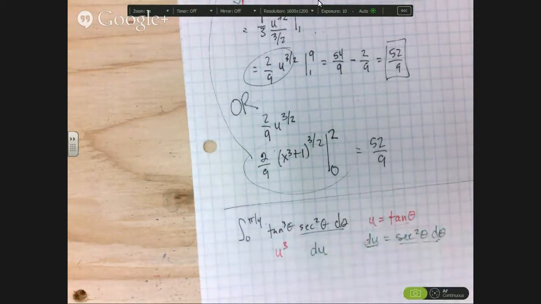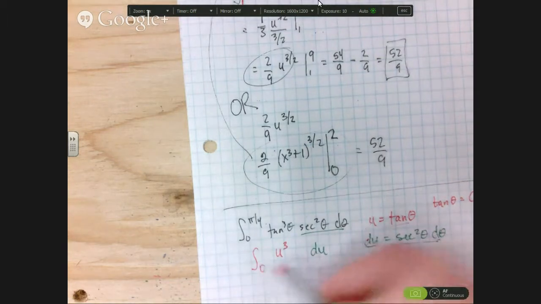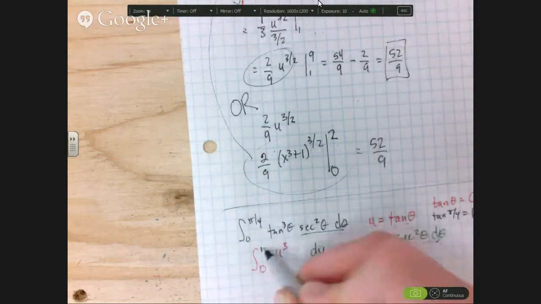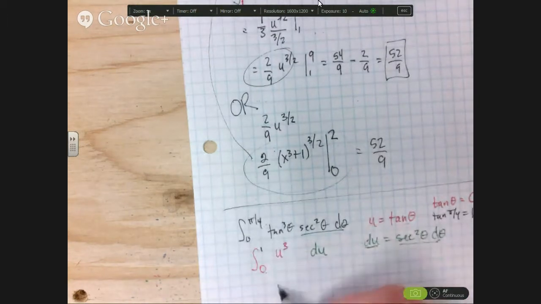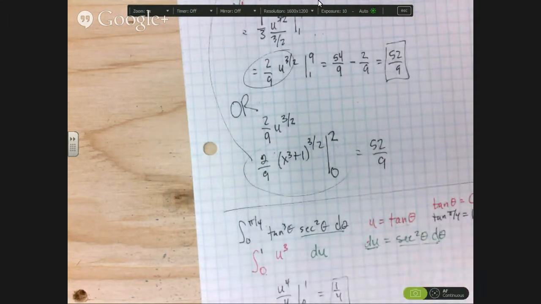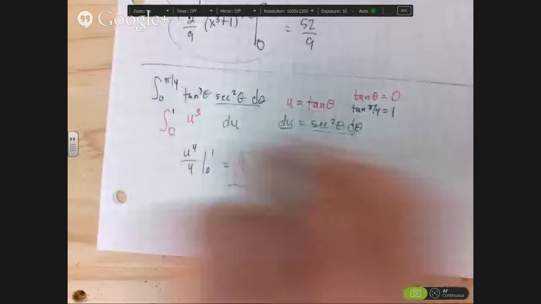The question is, do I change or do I stay the same? Personally, I like to change it. So the tan of 0, I think it's what? 0. And the tan of pi over 4 is 1. So I have u to the 4th over 4 evaluated from 0 to 1, which is 1 fourth. Okay, that's about all I can show you. The rest of it we'll just have to work through in class.